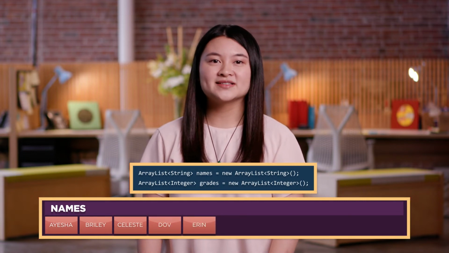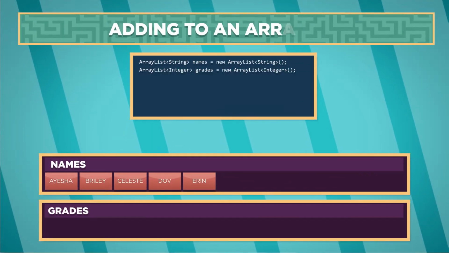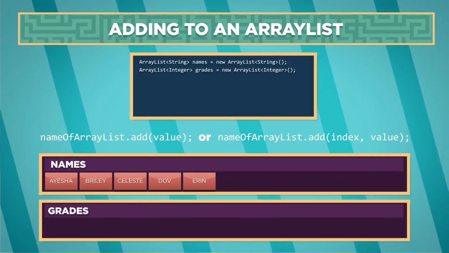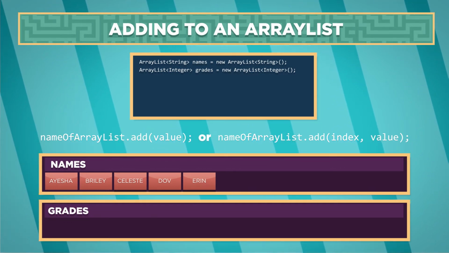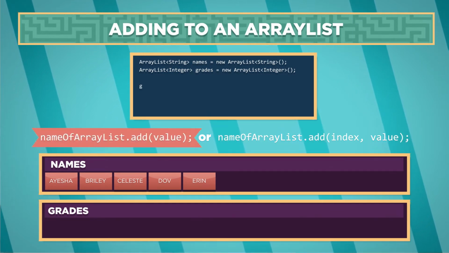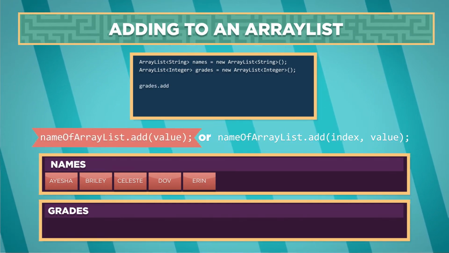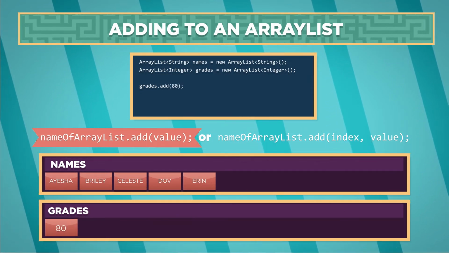The ArrayList class has methods for adding and changing values in a list. There are two ways to add to an array list. The first way adds an item to the end of the list. We'll add Aisha's grade by saying the name of the array list dot add. We pass the value we want to add as its argument.